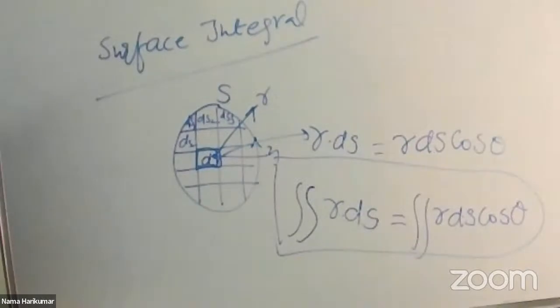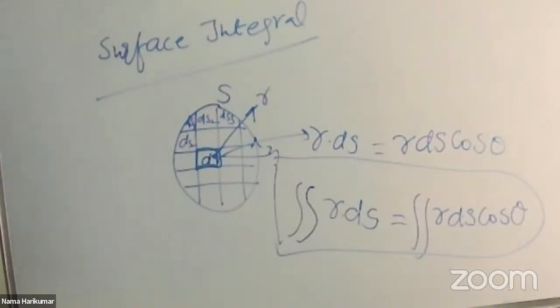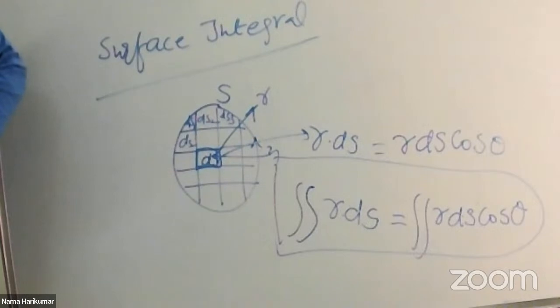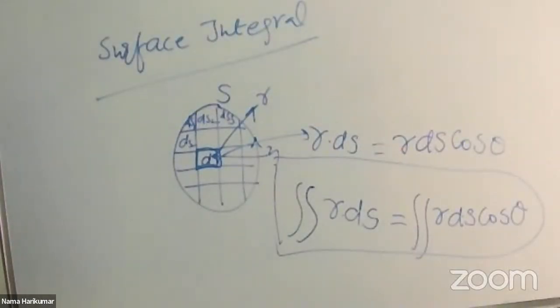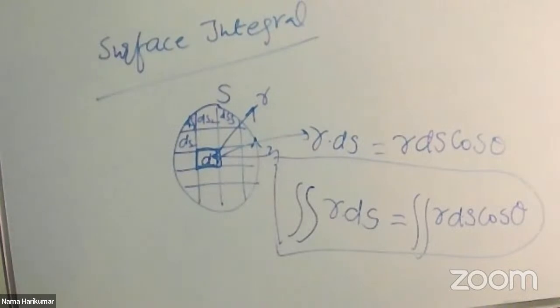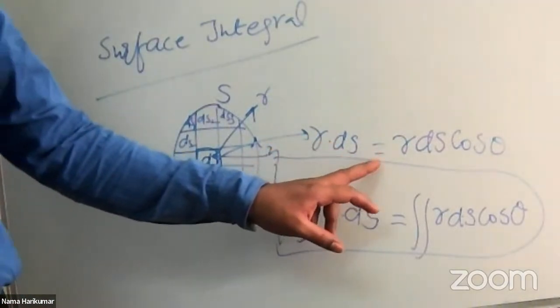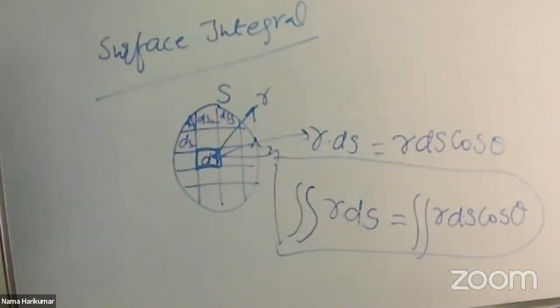If A is a vector, and the element ds is in a direction making an angle theta with the unit positive value, then for a small area value, r dot ds is equal to r ds cos theta.